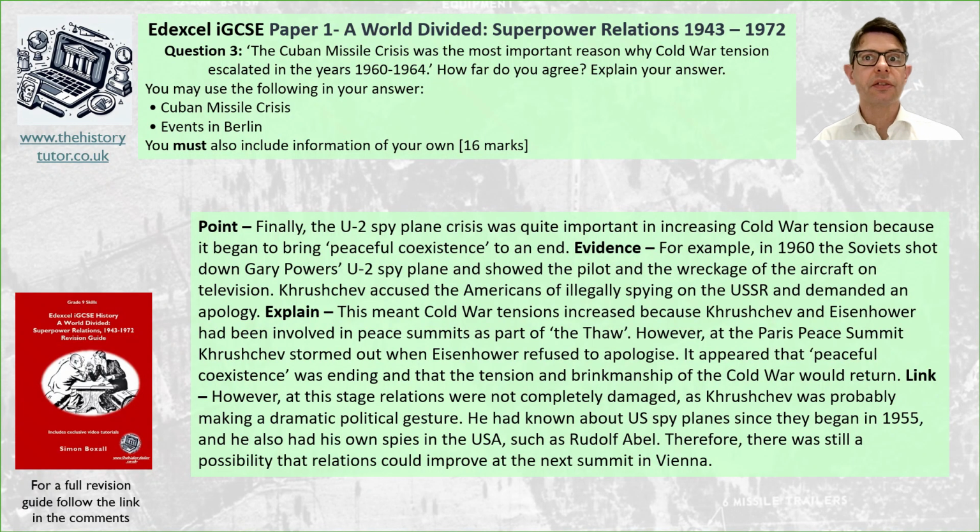It appeared that peaceful coexistence was coming to an end, and that the tension and brinkmanship of the Cold War would return. However, at this stage, relations were not completely damaged, as Khrushchev was probably making a dramatic political gesture. He had known about U-2 spy planes since 1955, and he also had spies of his own in America, such as Rudolf Abel. Therefore, there was still a possibility that relations could improve at the next summit in Vienna. And they kept on meeting in summits, suggesting the relations were still quite good, doesn't it?